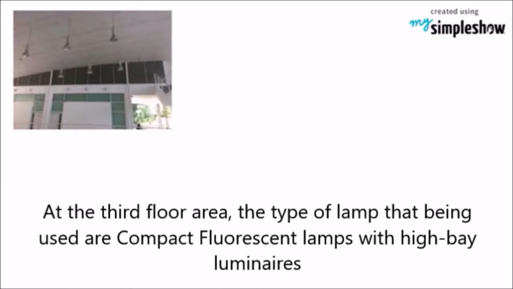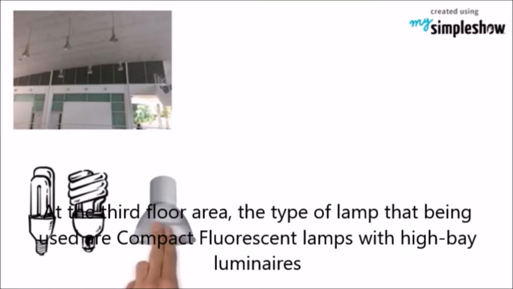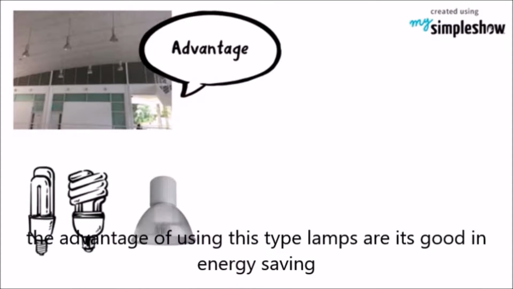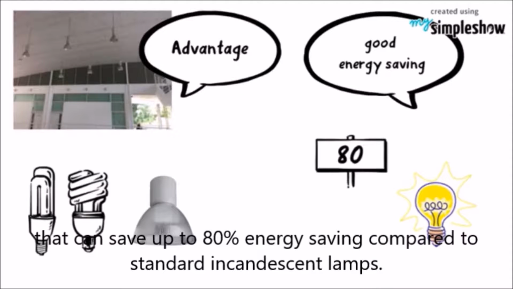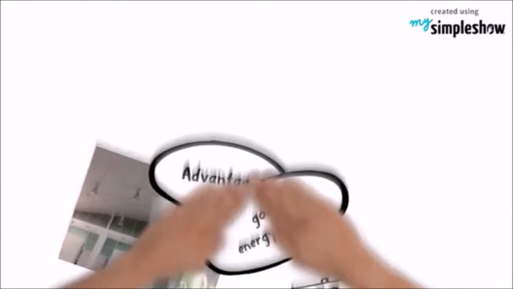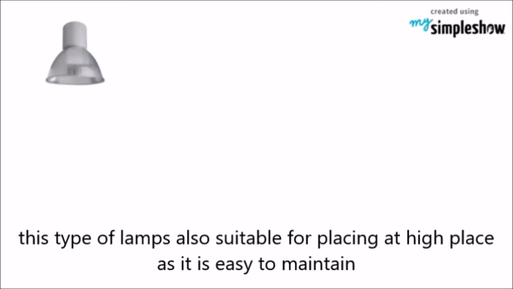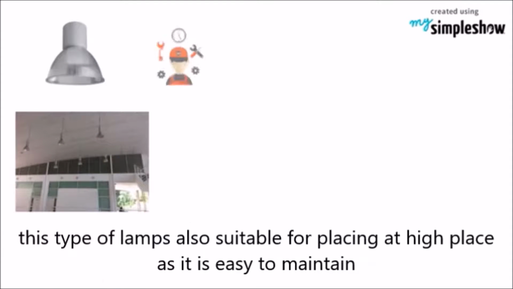At the 3rd floor area, the type of lamp being used is compact fluorescent lamps with high bay luminaires. The advantage of using this type of lamp is that it is good in energy saving, saving up to 80% energy compared to standard incandescent lamps. This type of lamp is also suitable for placing at high places. It is easy to maintain.